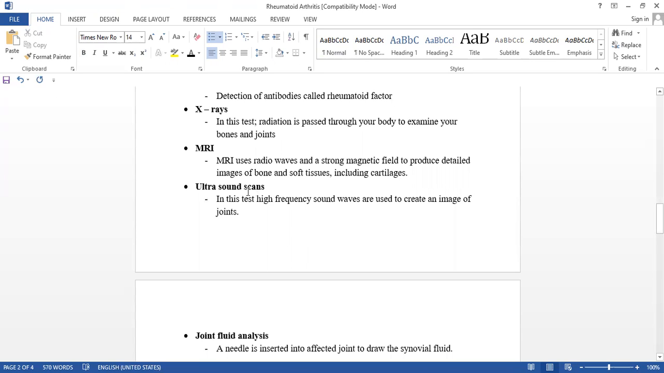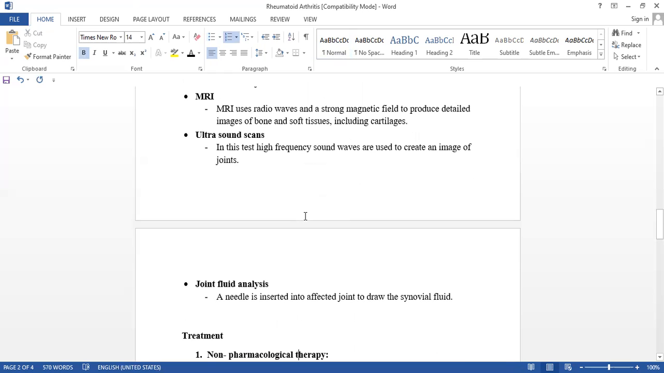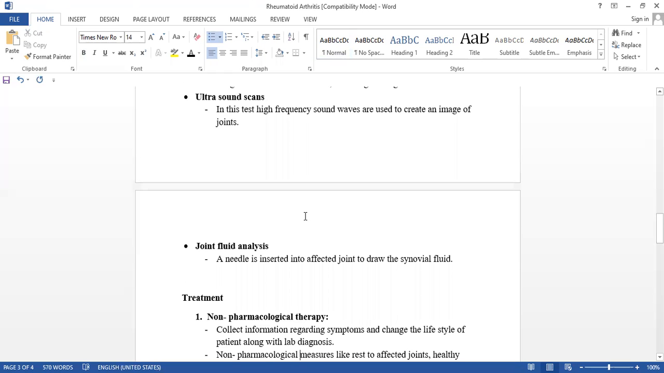And this is also the same, the ultrasound scans. In this test, high frequency sound waves are used to create images of the joints. Here all images we can take and we can confirm by seeing this that the individual is suffering from rheumatoid arthritis. Joint fluid analysis.